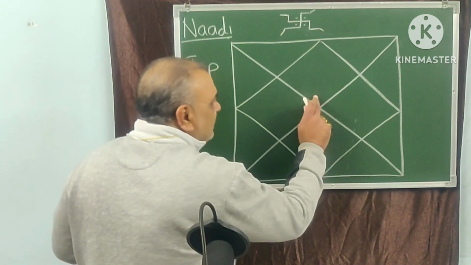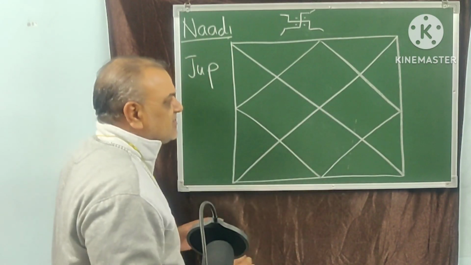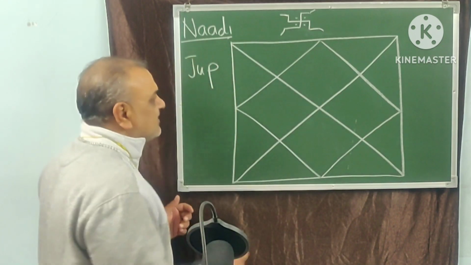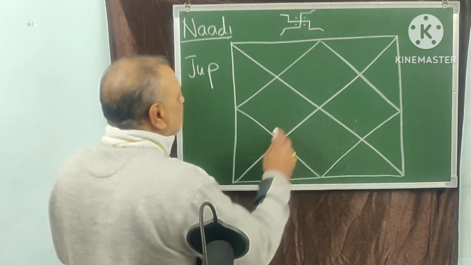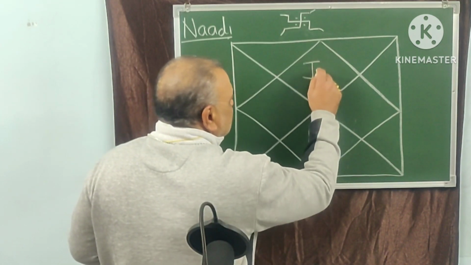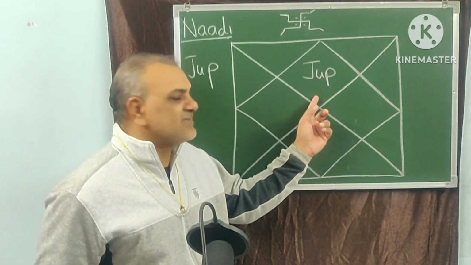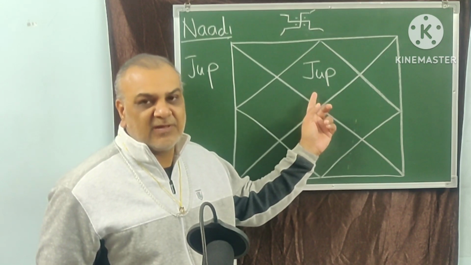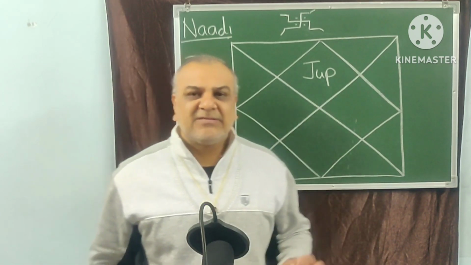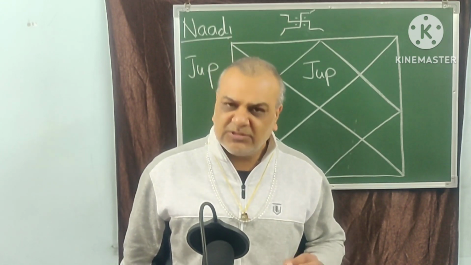So first, I'm not writing any Rashi over here, because if we take Rashi into consideration, then the predictions of Jupiter will change. But I am just taking a general view of the chart, how you can analyze a chart and give predictions related to Jupiter. Let's say a person is born in any Lagna, there can be any sign written over here. It can be number 1, number 2, number 3. We are not concerned about the sign at present. We are only concerned about Jupiter.